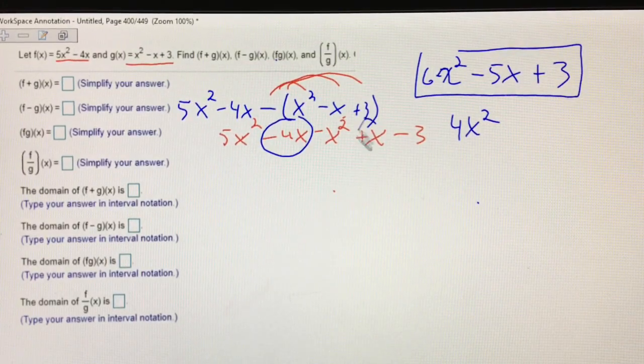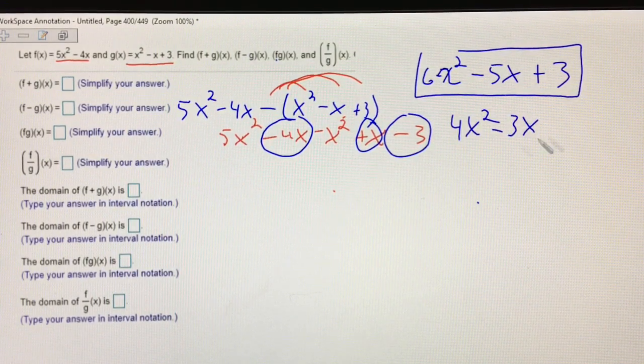Now I have to do negative 4x plus 1x. So negative 4x plus 1x is negative 3x. And then minus 3 at the tail end. And that's the final answer.